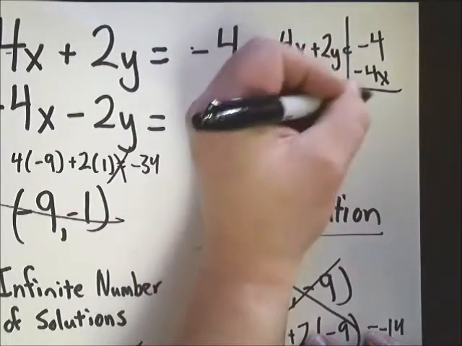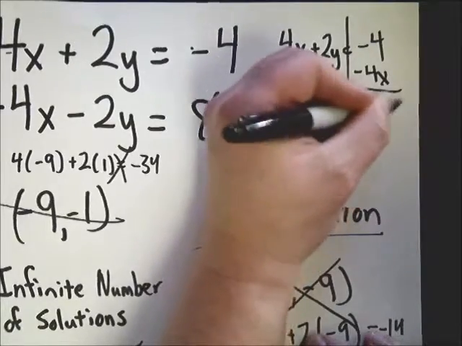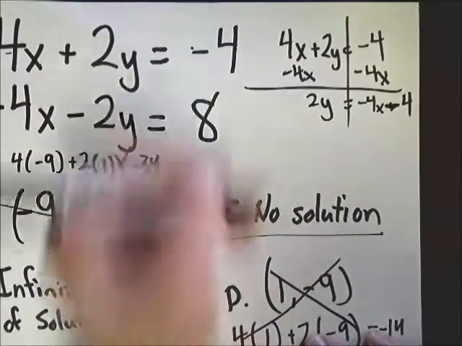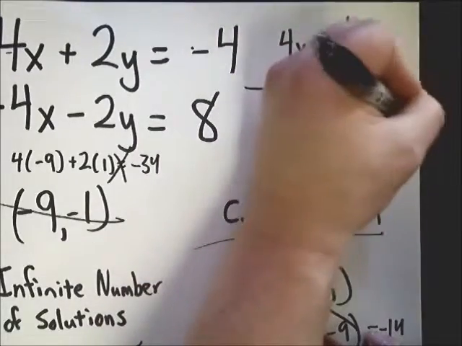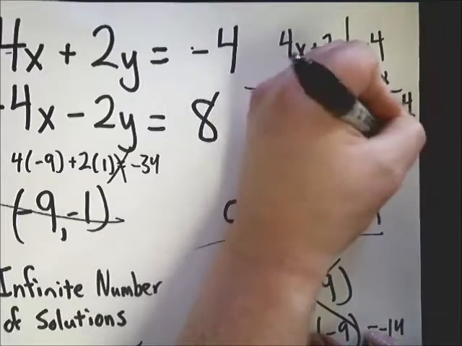2y is equal to negative 4x minus 4. I don't know why I wrote plus there. It's getting late in the day. Divided by 2. Y equals negative 2x minus 2.